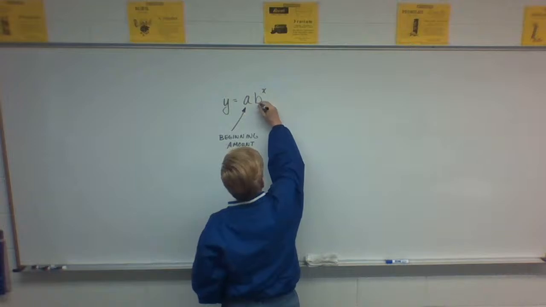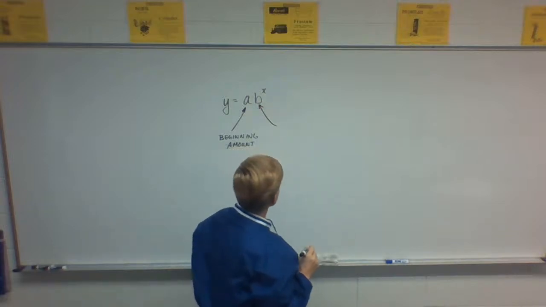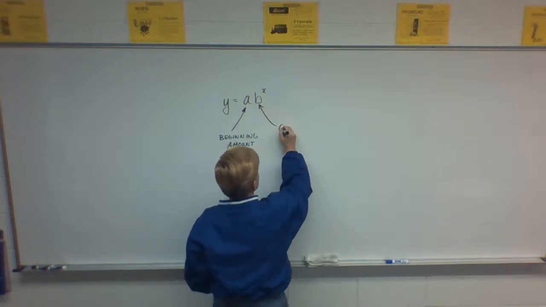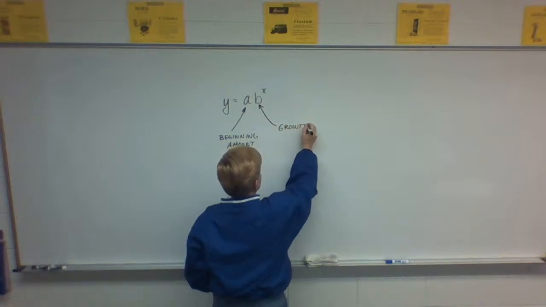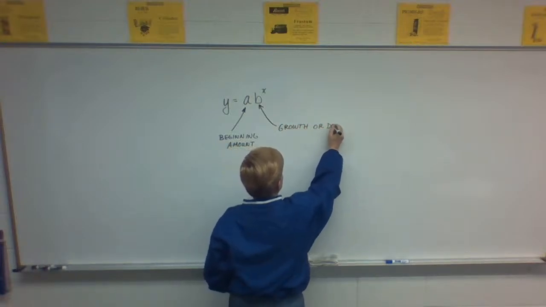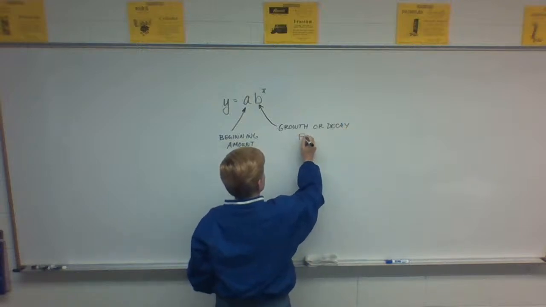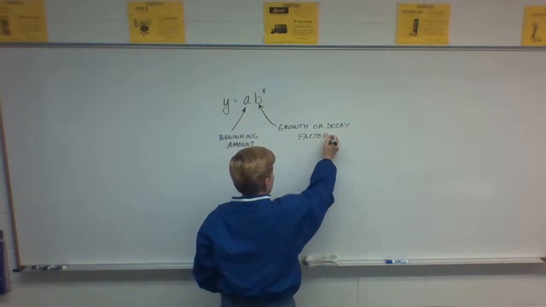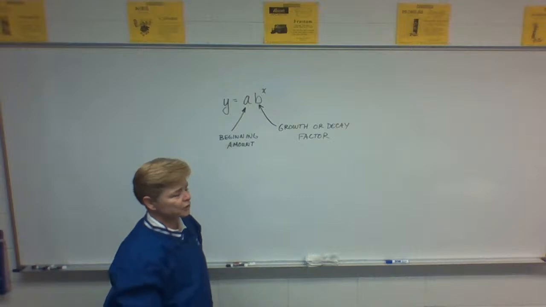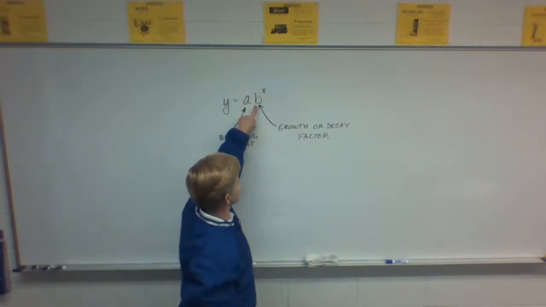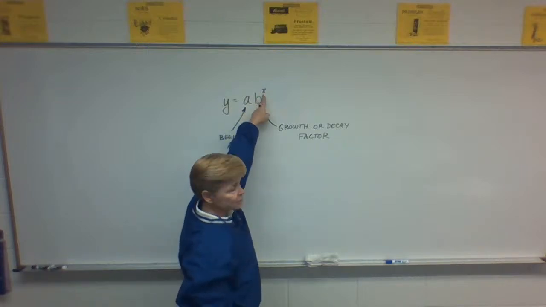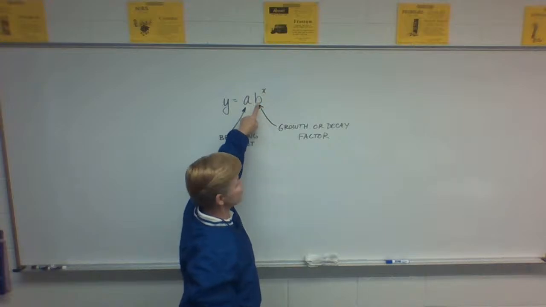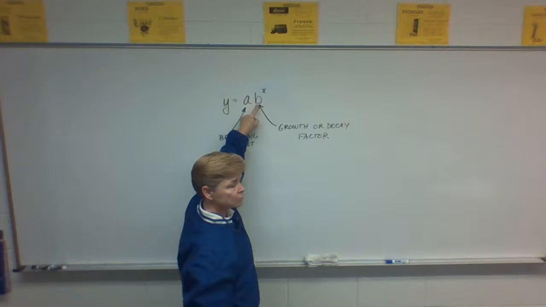This is the most important part. It's one we're going to spend the most time discussing today. That is called either the growth or decay factor. Now, in math, whenever we use the word factor, we mean something that is multiplied by something else. And surely that is a factor because it will be multiplied by itself this many times. So it is a factor. If this was a 4, b would be a factor 4 times. You follow me? If this were 4.